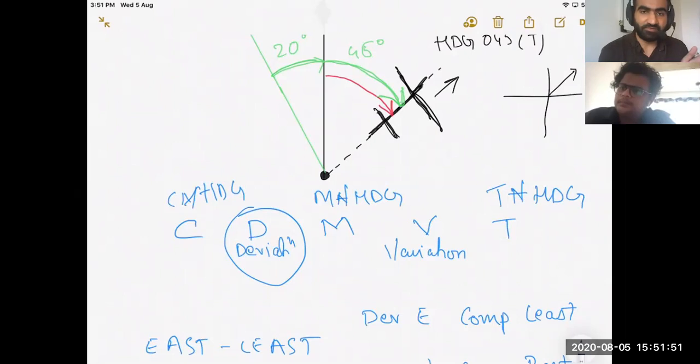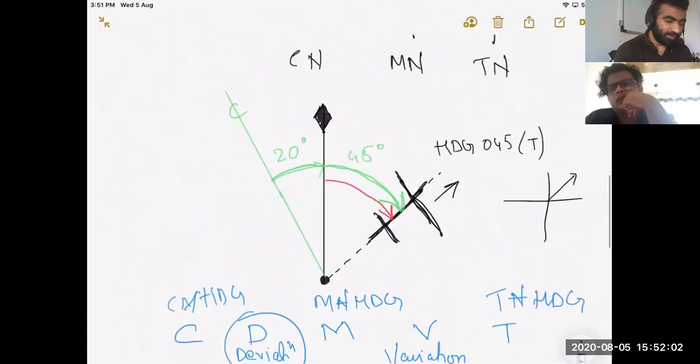If we are measuring with reference to compass north, then it becomes compass heading. If it's with reference to magnetic north, it becomes magnetic heading. And true north, it becomes true heading. So the red line shows heading with respect to true north. My true heading is 045. My green line shows me heading with respect to compass north.